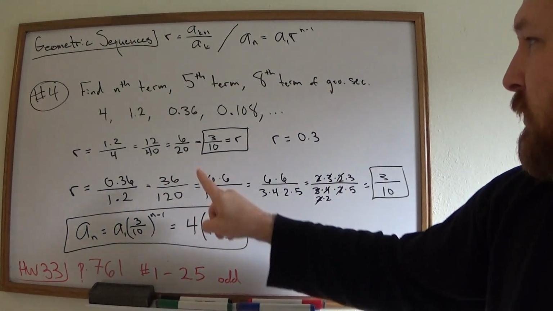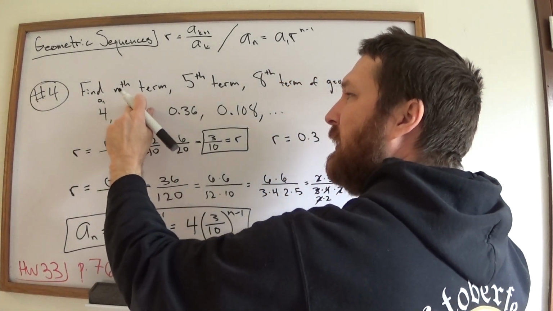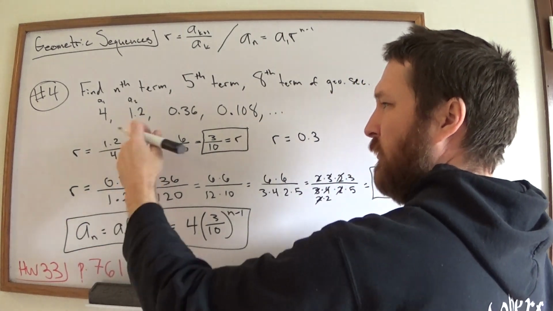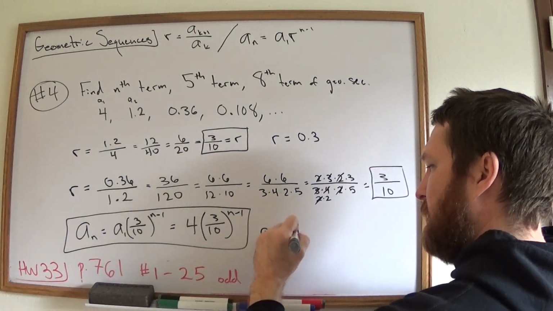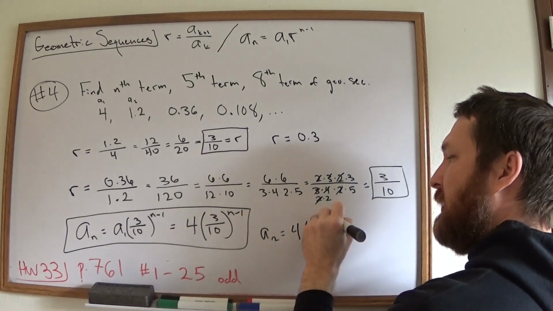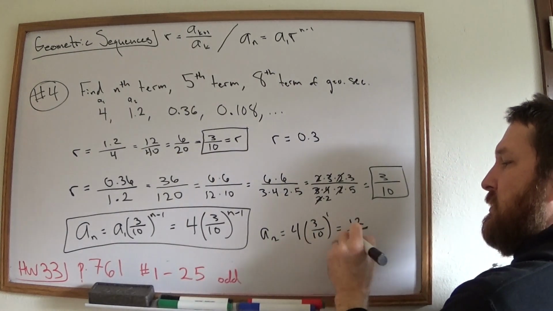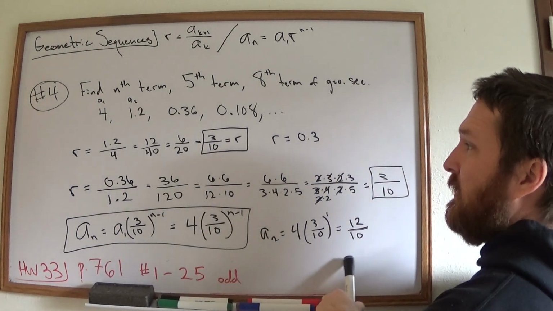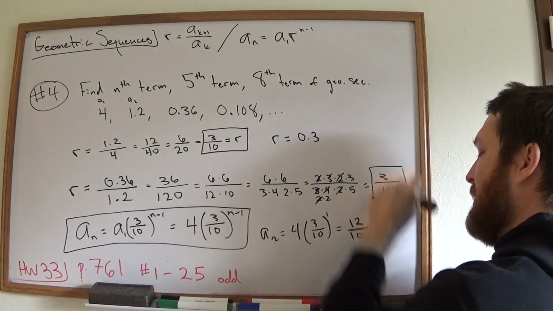Let's check it. Because when I plug in, this is my A1, this is my A2. When I plug in A2 into here, I should get 1.2. Or 12/10 is however it works out to be, right? So let's just see. A2 is supposed to be 4 times 3 over 10. Plug in a 2. 2 minus 1 is 1. So that's the same thing as 4 times 3 over 10. That's 12/10, which is A2, 12/10. There we go. Yes, 12/10 is 1.2. So yes, I got the right formula.